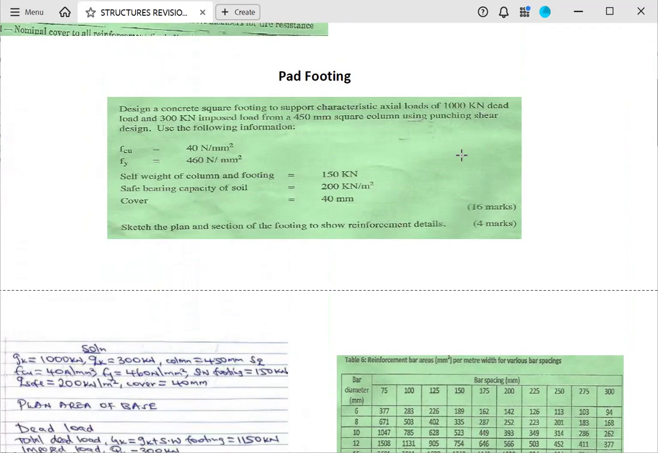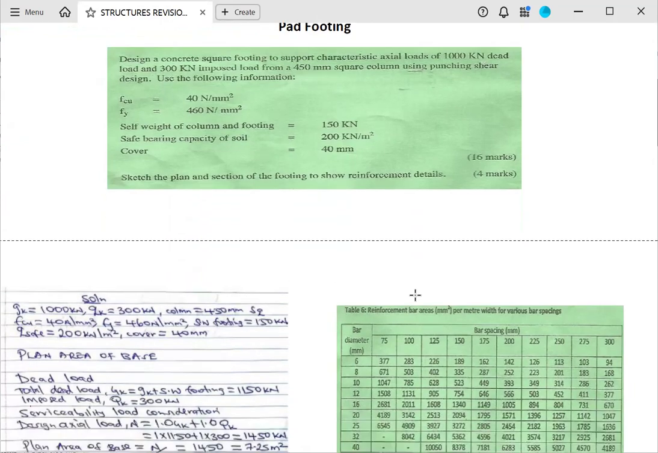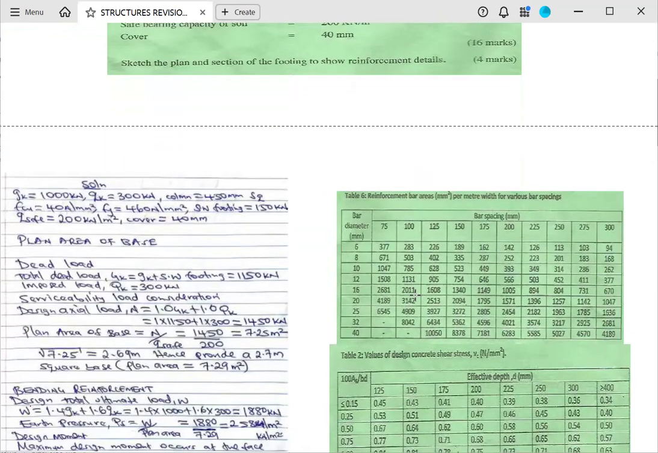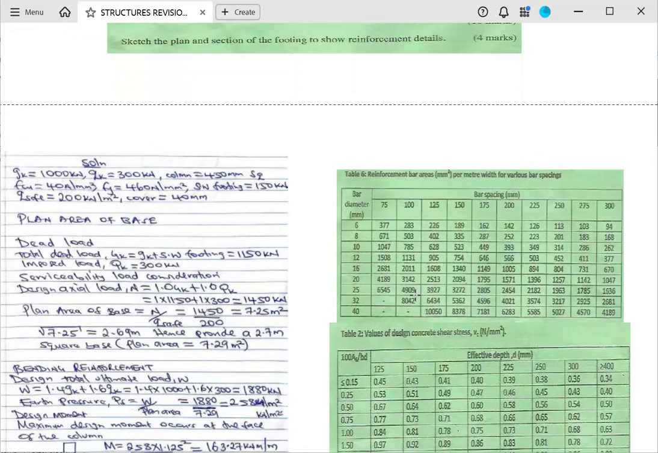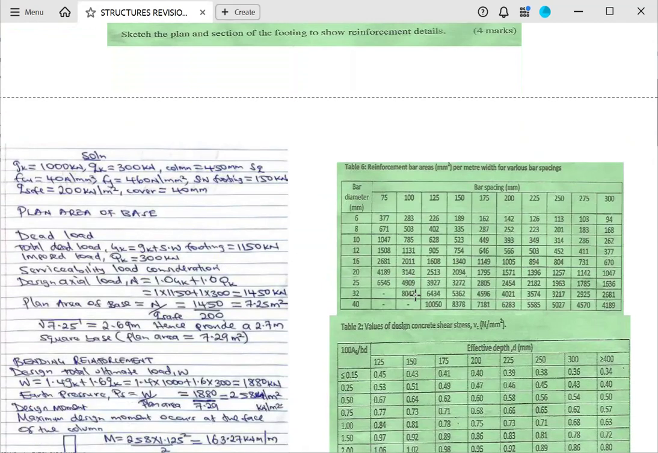Use the following information. We've been given strength of concrete, strength of steel, self-weight of column and footing, safe bearing capacity of soil, and cover to reinforcement. This is how we shall proceed. First, we shall obtain what has been given. So those are imposed load, dead load, dimension of column, etc.